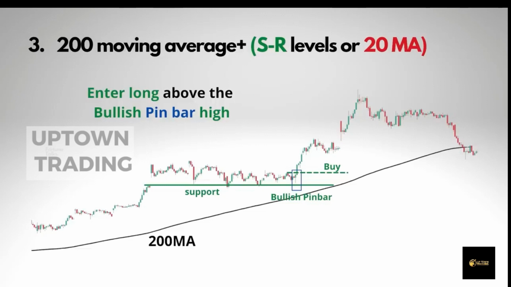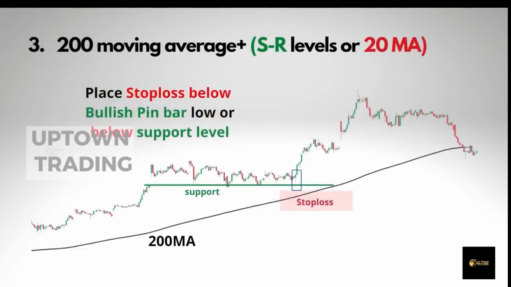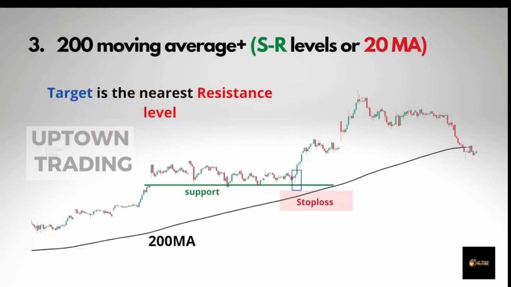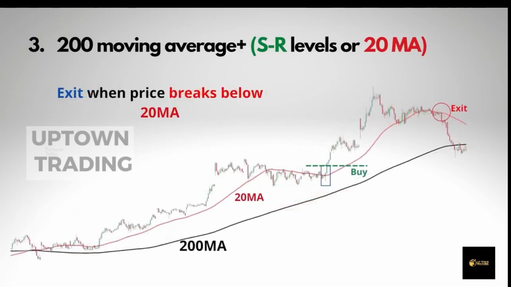You can take a long entry on the very next candle, or you can wait for the break of the highs of the pin bar so as to end up with a confirmation. If you are long, you can place the stop loss below the low of the pin bar or 1 ATR below the pin bar low. Now, if the price goes in your favor, then you can take the profits at the nearest swing high level or the nearest resistance level, or you can even use the 20 moving average as a trailing stop loss and exit when the price breaks below it.